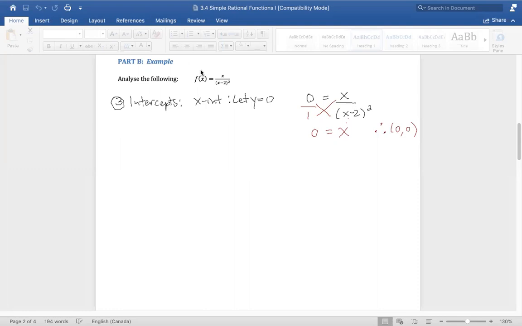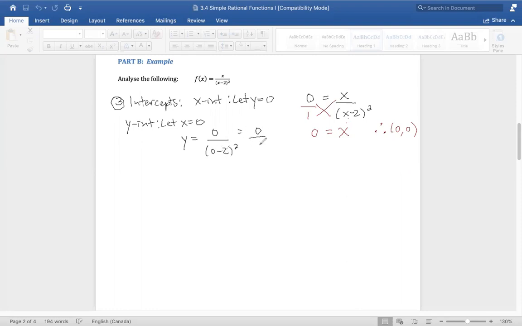Now for my y-intercept, I'm going to let x equal 0. I'm going to leave f of x as y. So when I plug in x, I get 0 over (0 minus 2) squared.